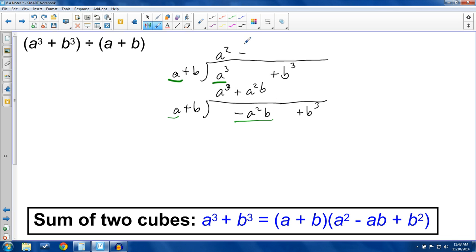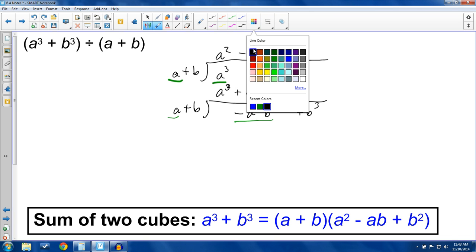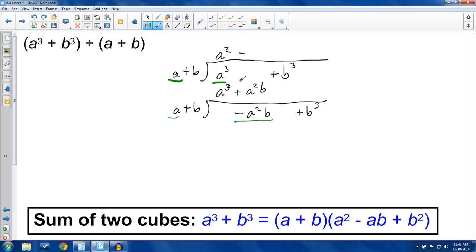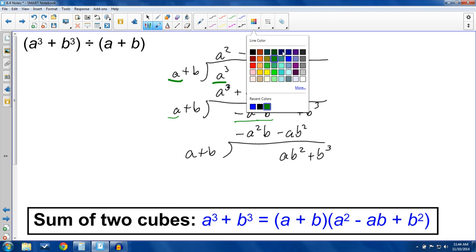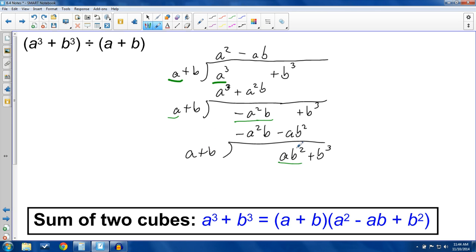So the question is, a times what is negative a squared b? Well, it's negative ab. See, a times negative ab is negative a squared b. B times negative ab is negative ab squared. This is 0. 0 minus negative ab squared is positive ab squared. Bring down the plus b cubed. How many times does a go into ab squared? The answer is b squared.